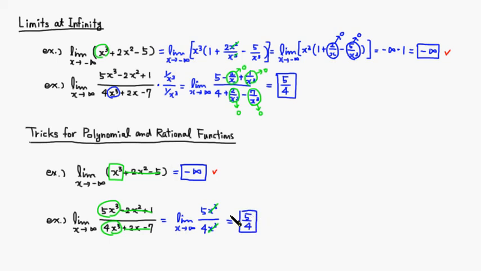So basically, if you want to take the limit of a polynomial function or a rational function at infinity, you look at the leading terms. You can see that we get exactly the same answer here and there as well. That's it. I hope this was clear.